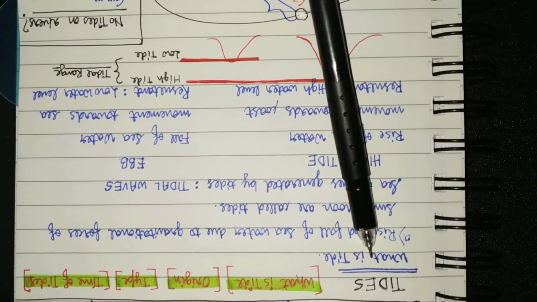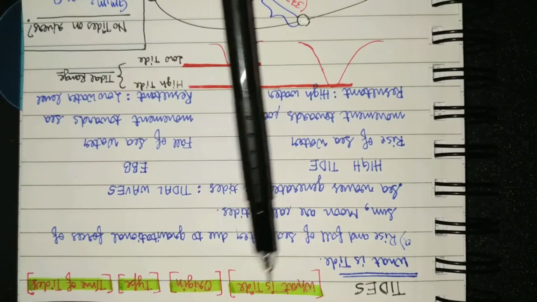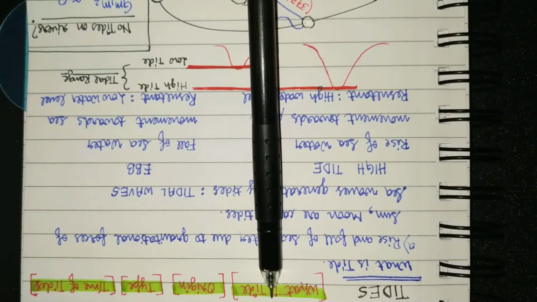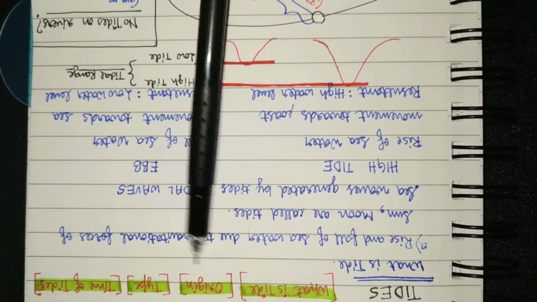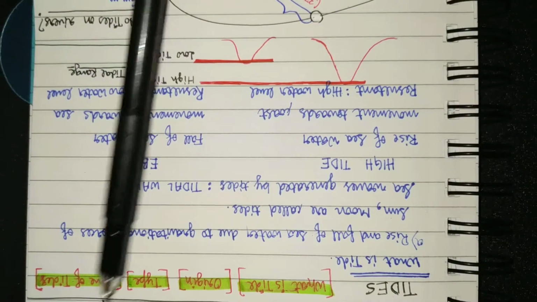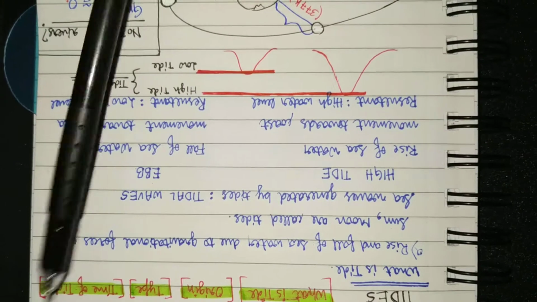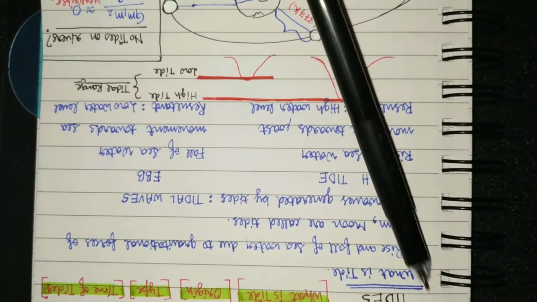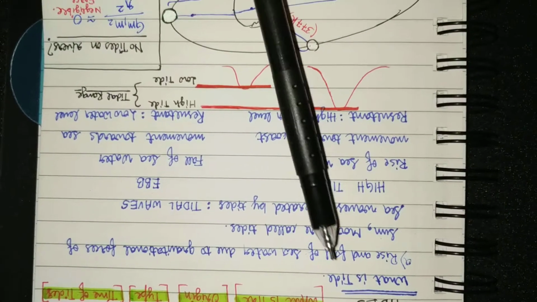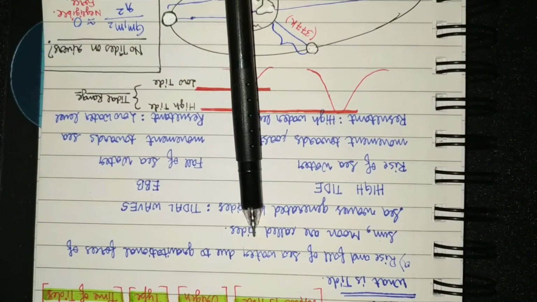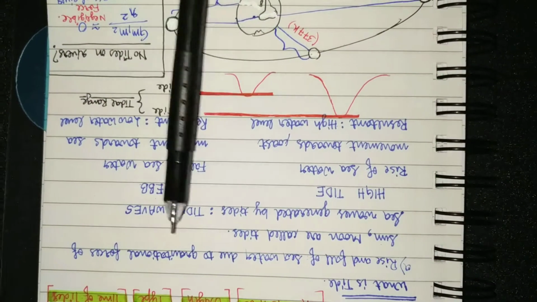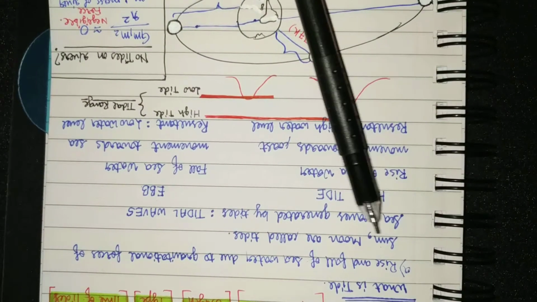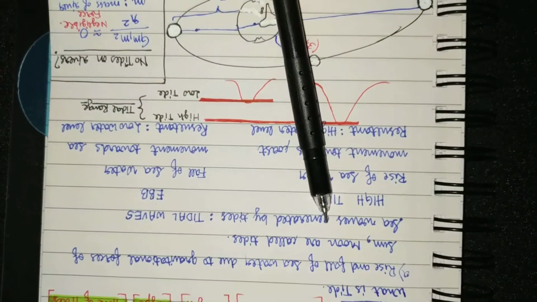Today we'll start with the tide. We'll be seeing first what is tide, how the tide originates, what are some of the types of tide, and some of the fixed timings when the tide occurs. First question, what is tide? Tide is simply the rise and fall of seawater due to gravitational forces of celestial bodies like the sun and moon.